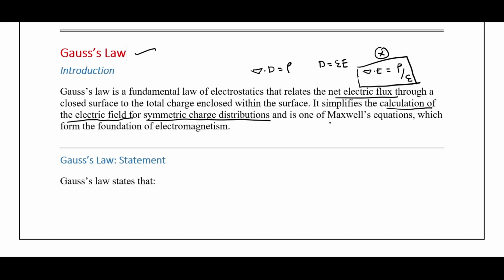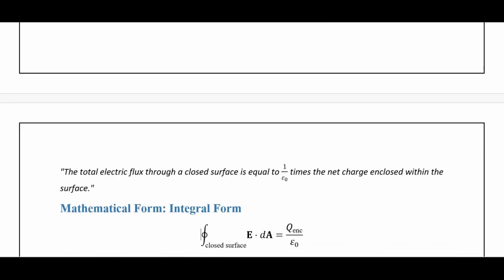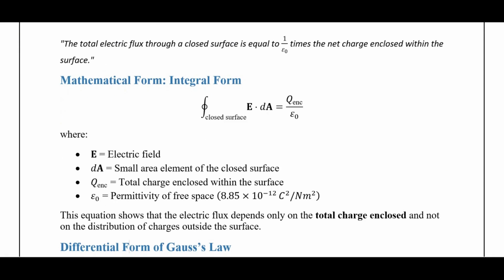So this is one of the Maxwell equations. So in the Maxwell equation, now we have to calculate from Gauss law, which is called the foundation of electromagnetism. Okay, and Gauss law states that, this is the most important, the total electric flux through a closed surface is 1 by epsilon times the net charge enclosed within the surface.